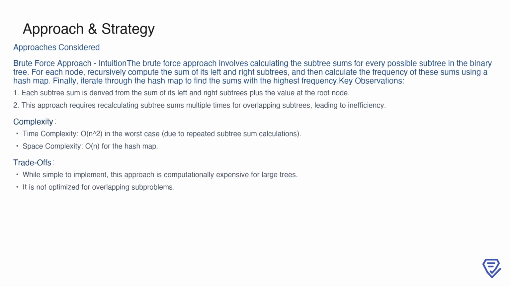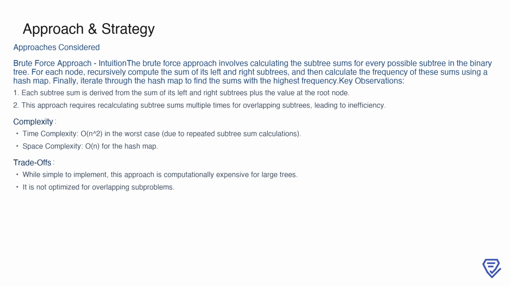To solve the problem of finding the most frequent subtree sum, one approach we can consider is the brute force method. The intuition here is to calculate the sum of all subtrees in the binary tree. For each node, we recursively compute the sums of its left and right subtrees, then add the node's value to get its subtree sum. These sums are stored in a hash map to track their frequencies. Finally, we go through the hash map to identify the sums that occur most frequently.